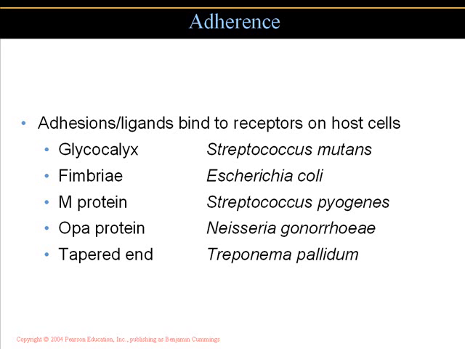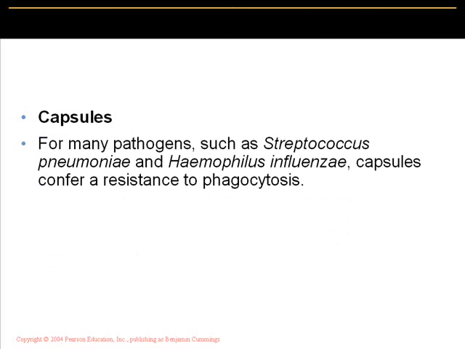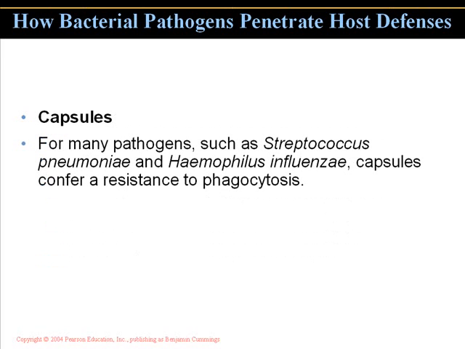So the tapered ends you see in Treponema pallidum, the cause of gonorrhea, Neisseria gonorrhoeae, the Opa protein, and then M protein in strep, fimbriae in E. coli, and then the glycocalyx, important in Streptococcus mutans, which we'll see when we talk about dental diseases or oral diseases later on in the lecture series.